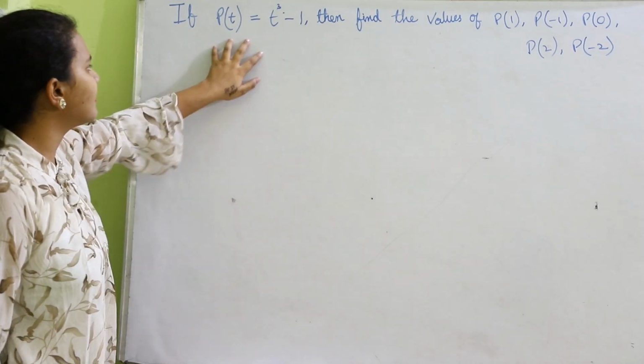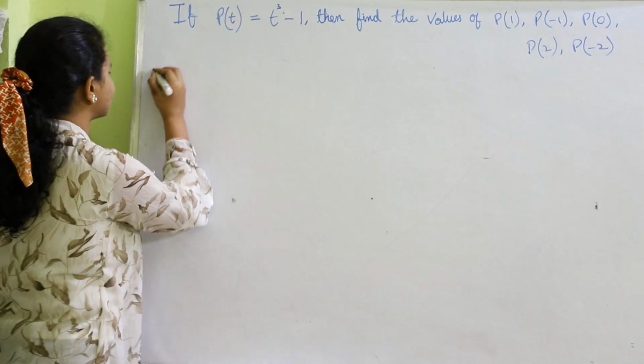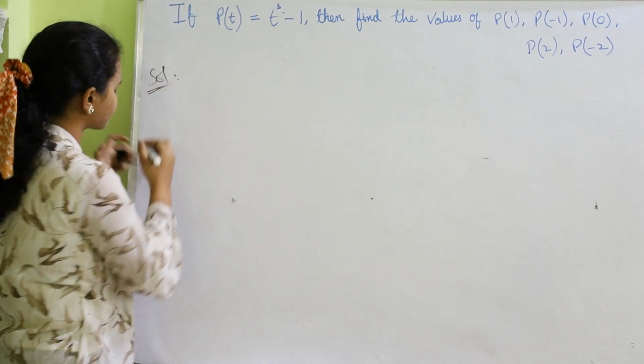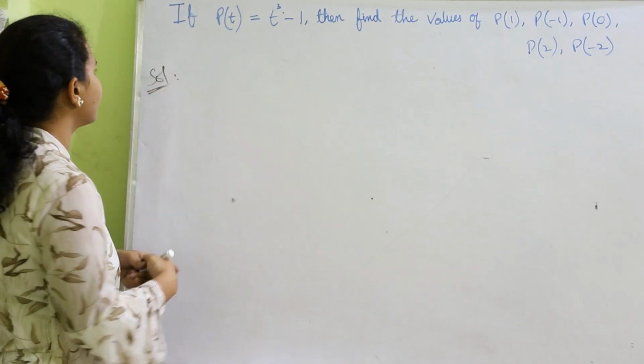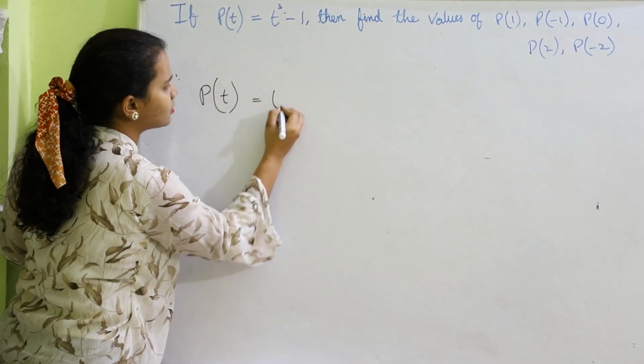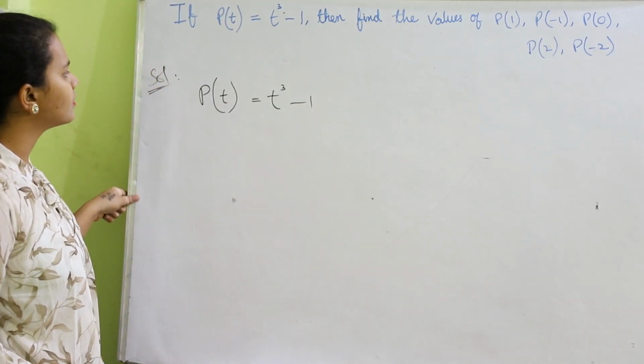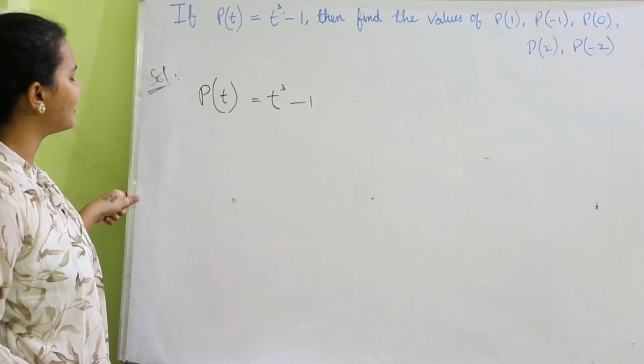So here this is the given question where P of t, so let me write down the equation over here firstly. Solution. So what's the given equation over here? Well, here they have given that P of t equals t cube minus 1. Okay? T cube minus 1.